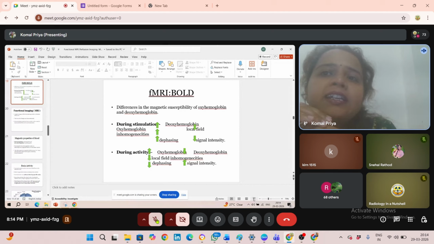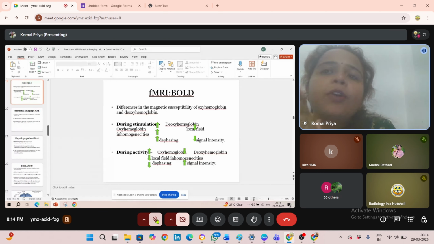So this BOLD sequence will exploit the differences in magnetic susceptibility, right? In the beginning, I said that oxyhemoglobin is diamagnetic, deoxyhemoglobin is paramagnetic. So this BOLD sequence will exploit that susceptibility. Susceptibility is how it reacts towards magnetism. So the BOLD sequence will exploit the difference between those as a result of the increased blood flow or decreased blood flow or increase in local oxygen consumption. Whatever is happening, this will exploit the difference.